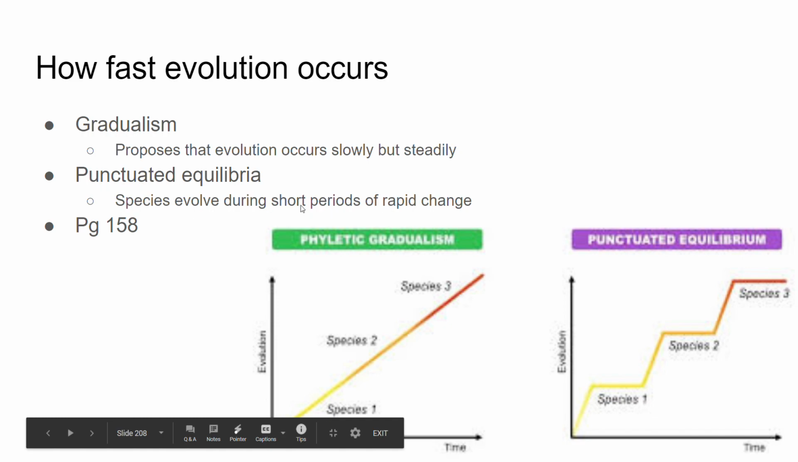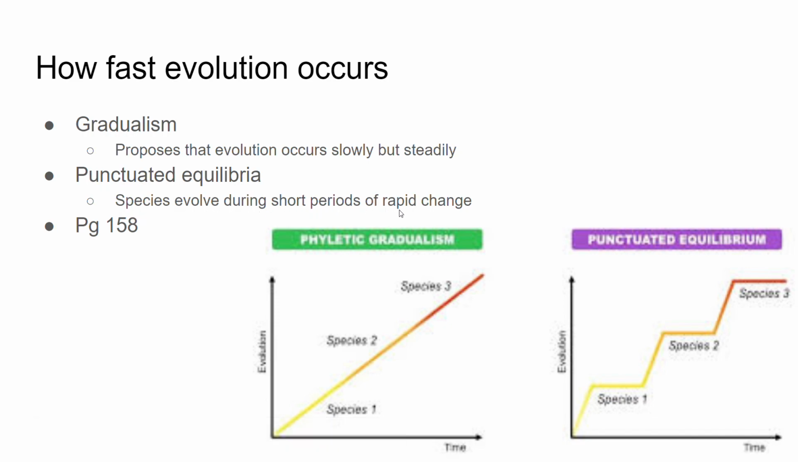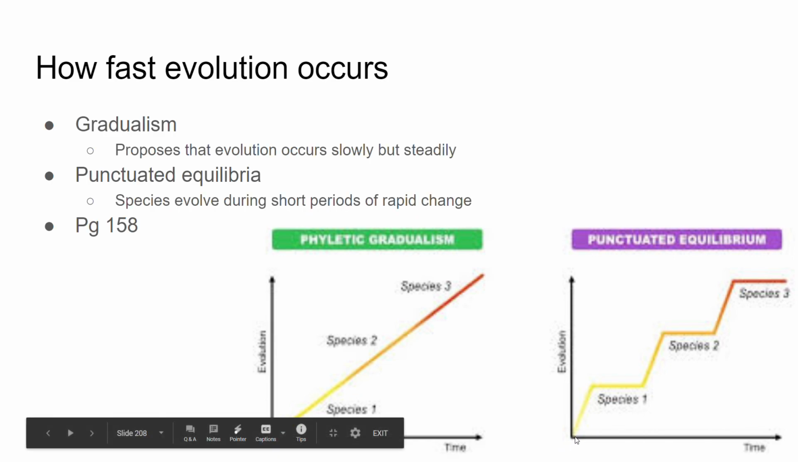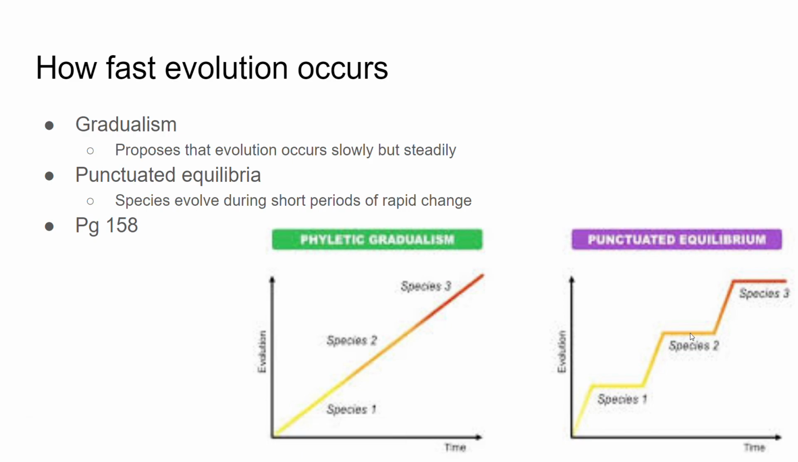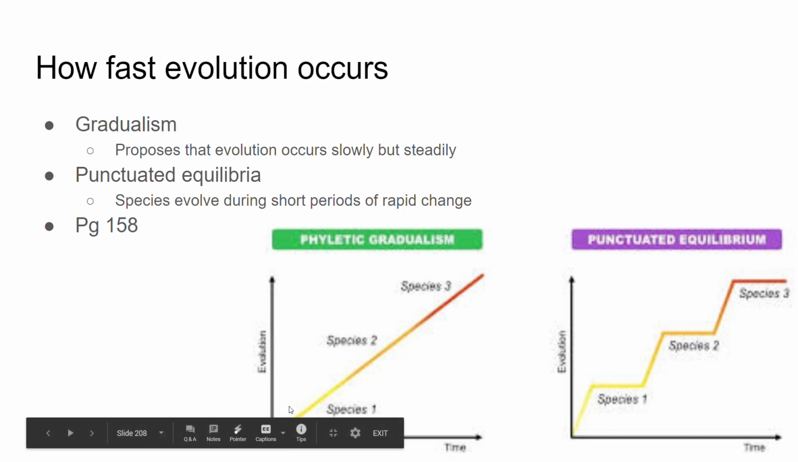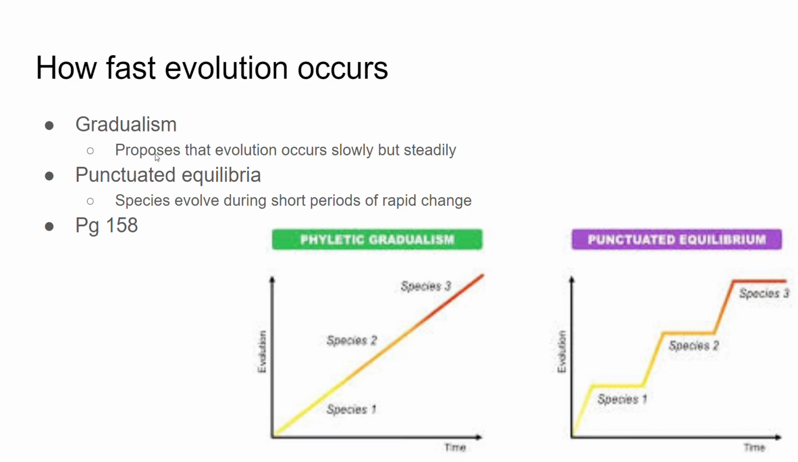In punctuated equilibria, we say that species evolve during short periods of rapid change. So over time, evolution happens super fast, and then it stops happening for a while. Species 1 here just stays as species 1 for quite some time, and then all of a sudden there's a change in the environment, and the evolution happens very rapidly again, and then that species stays the same for a period of time, right? Whereas we have that gradualism where it's happening all the time, but at a very, very slow rate. You get a really good view of this on page 158 in your textbook.